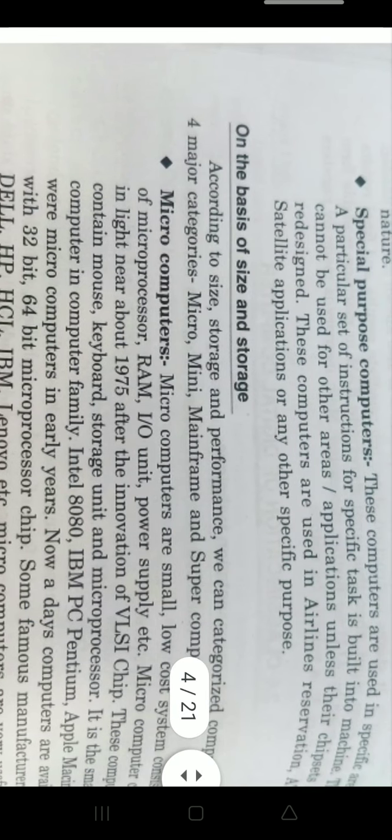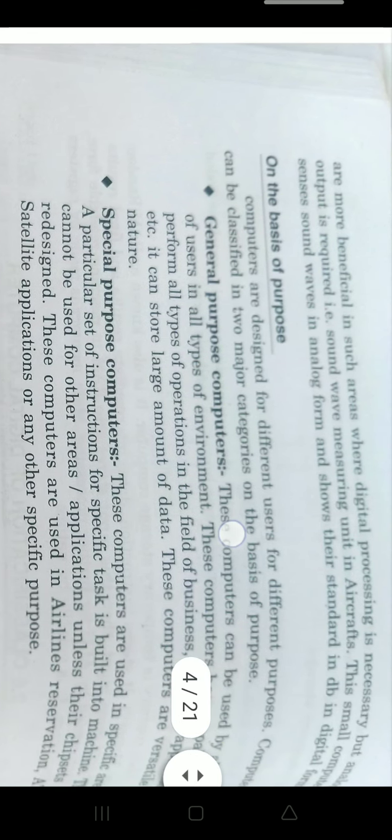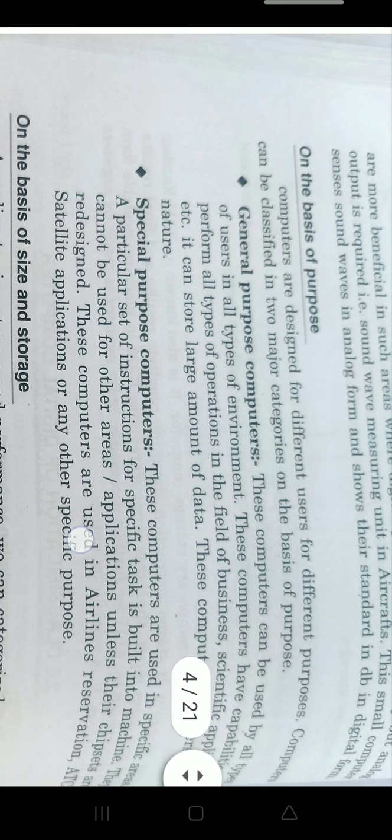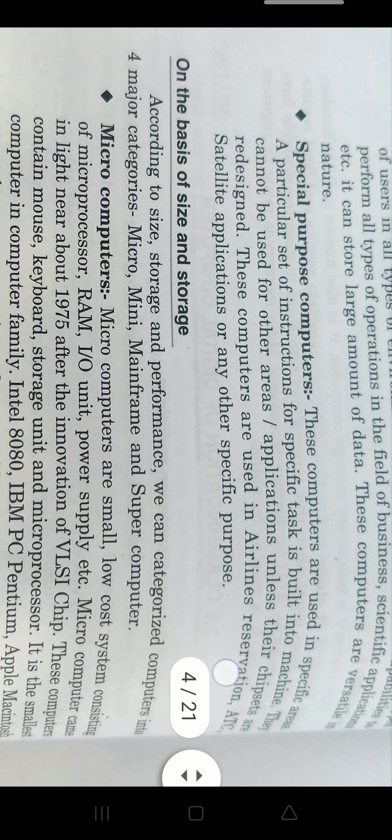Now, we discuss the classification of computers on the basis of purpose. Computers can be classified as general purpose computers and special purpose computers. General purpose computers are those that can be used by all types of users in all types of environments. Special purpose computers are used in specific areas, for example in airline reservation, satellite applications and other specific purposes.